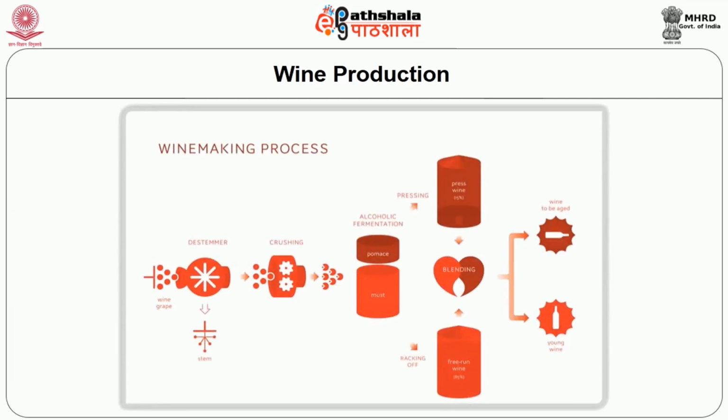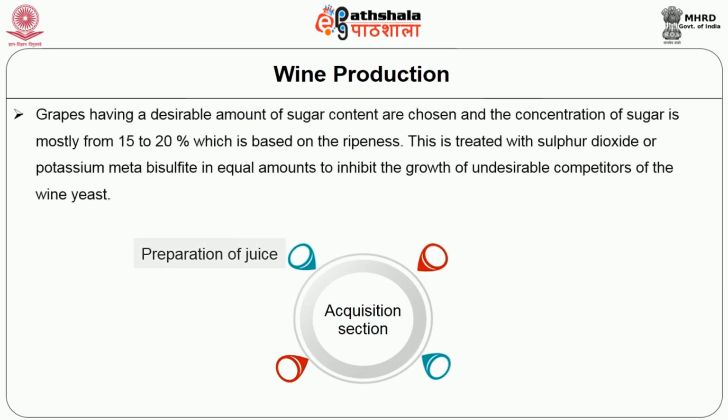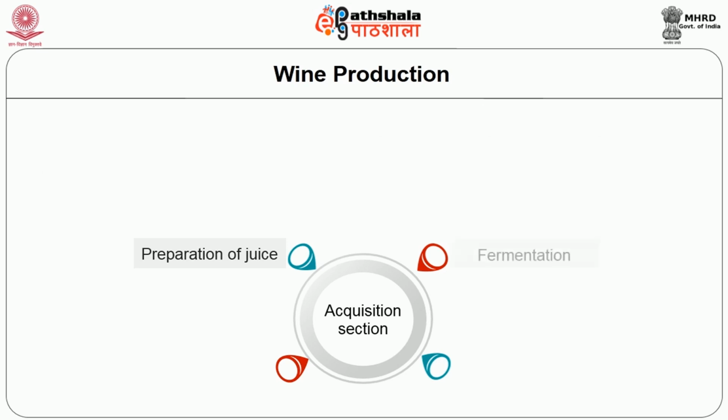The manufacturing process of red wine is a very good example to know about the winemaking process, and the processes involved are discussed as follows. The first step is the preparation of juice, that is, the grapes having a desirable amount of sugar content are chosen, and the concentration of sugar is mostly from 15 to 20%, which is based on the ripeness. This is treated with sulfur dioxide or potassium metabisulfite in equal amounts to inhibit the growth of undesirable competitors of the wine yeast. And the second step is the fermentation.